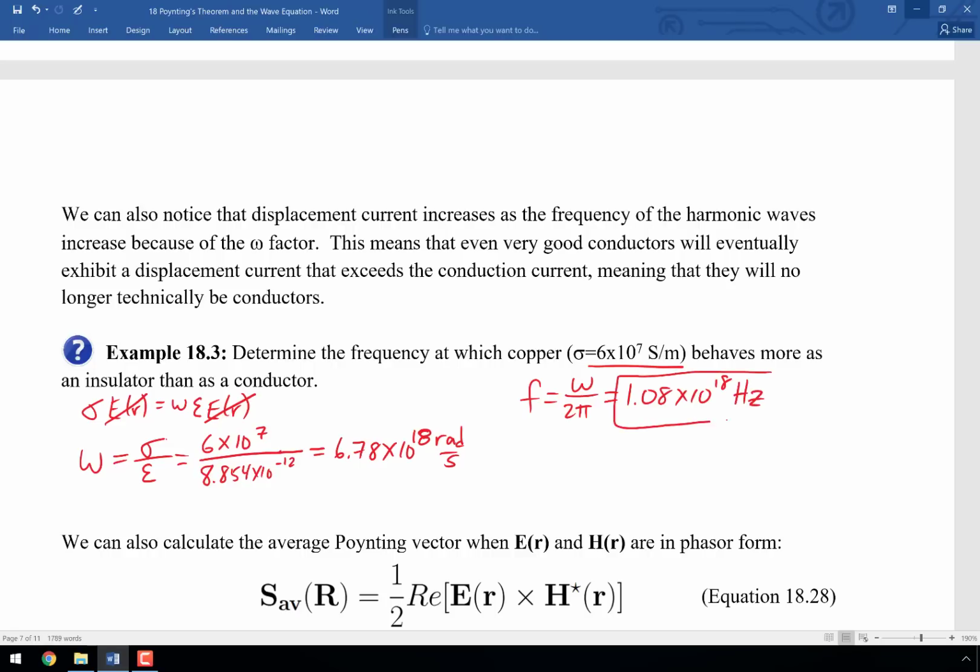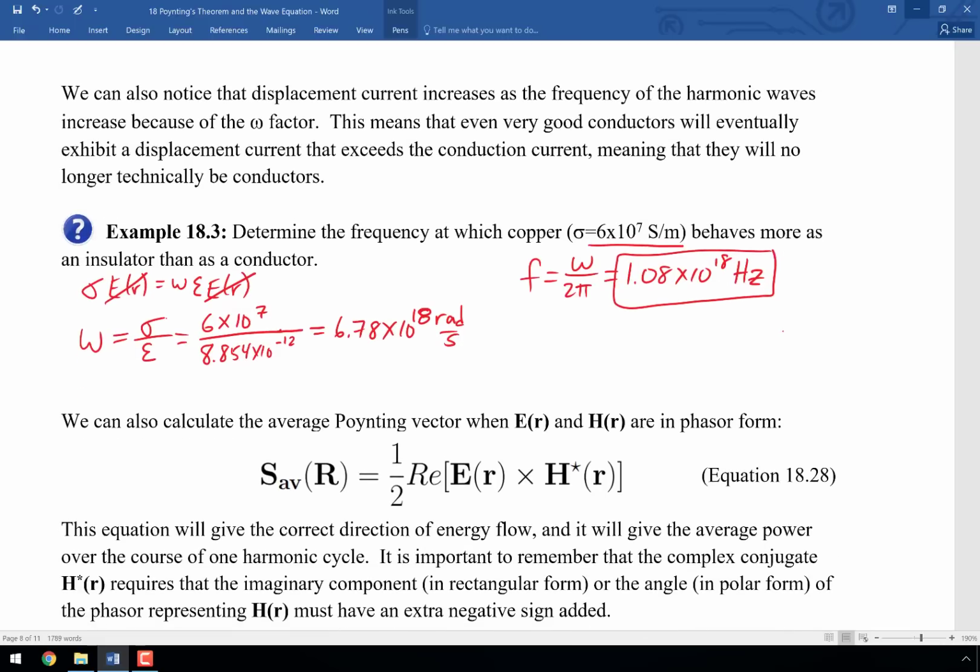So yeah, it's an issue, but it's not an issue until you get up to 10 to the 18th hertz. And I don't know about you, but I've never had anything that was at 10 to the 18th hertz. I mean, yes, it can become a problem. Terahertz is 10 to the 12th. If you just went to 1,000,000 terahertz, then copper would no longer serve as a good conductor. But for the purposes of this class, it will still be a good conductor.